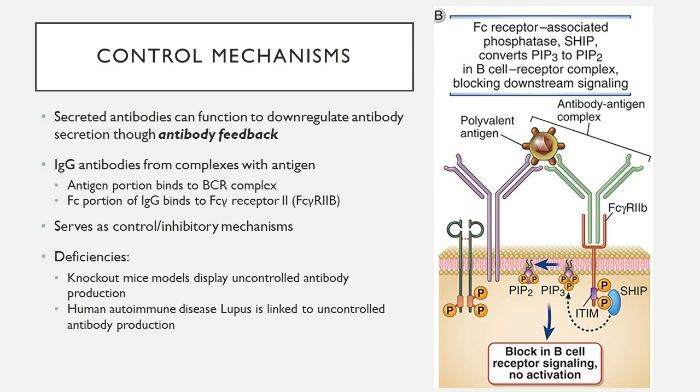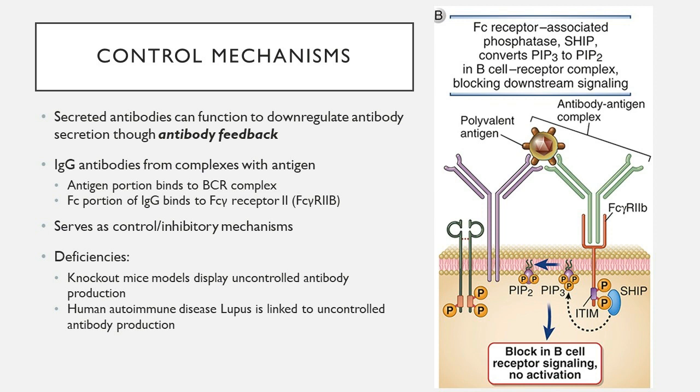So in this case, the Fc gamma R2b, and there's a whole series of these Fc gamma receptors. This Fc gamma R2b binds to the Fc portion of IgG antibodies, and this serves to inhibit downstream receptor signaling processes that halts activation and ceases antibody production. And we can see the effects of the deficiencies of these in knockout mice that are unable to generate these types of inhibitory mechanisms, and they just produce plasma cells that have uncontrolled antibody production. And there are also some human autoimmune diseases like lupus that are linked to uncontrolled antibody production as well.